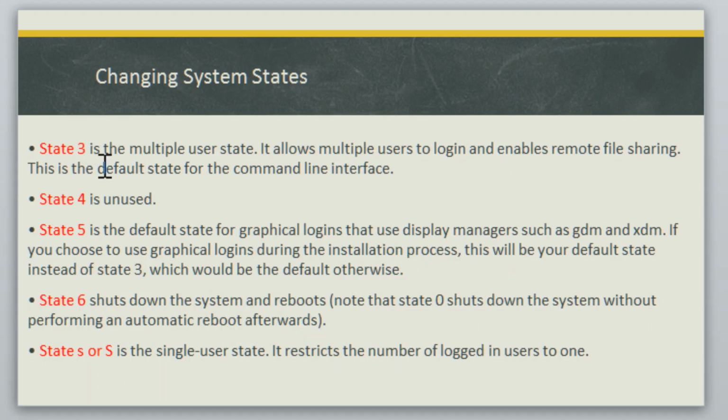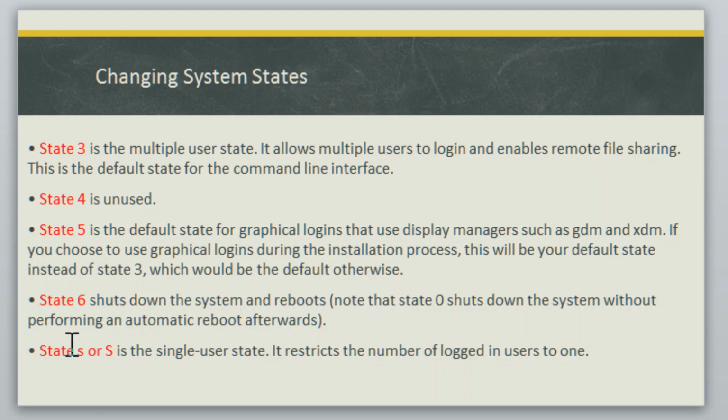State 3 is a multi-user state as well. It allows multiple users to log in and enables remote file sharing. This is the default state for the command line interface, and we saw that earlier when I switched to 3. State 4 is unused. State 5 is the default state for graphical logins that use display managers such as GDM and XDM. If you choose to use graphical logins during the installation process, this will be your default state instead of 3, which would be the default otherwise. State 6 shuts down the system and reboots it. Note that when we did state 0, it only shuts it down. It's not going to reboot it.